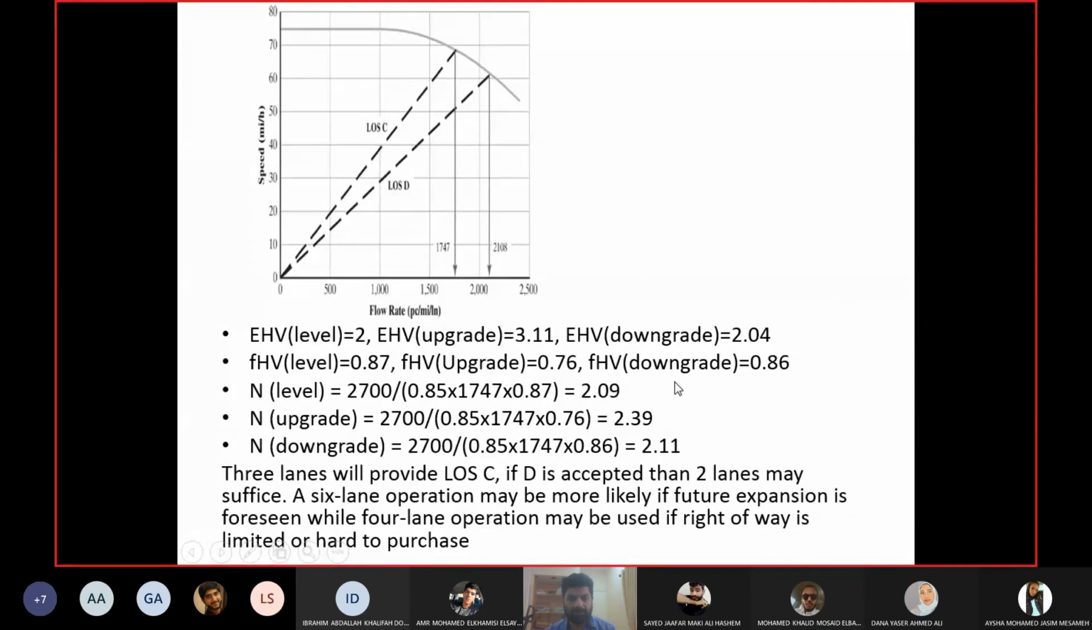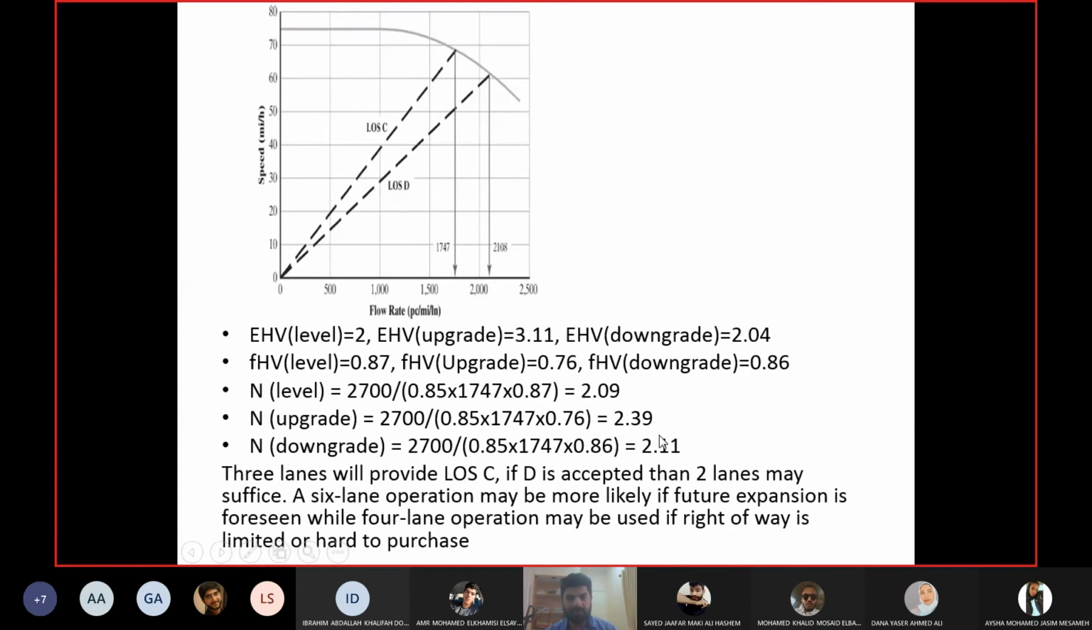Then you will calculate 3 different values of the heavy vehicle adjustment factor, and then you calculate 3 different values of N. So volume will remain the same. Peak hour factor is given. It will remain the same. 1747, which is the level of service C maximum service flow rate. I'm putting the best one. They gave me 2 choices. I'm putting the best one, 1747, on all 3 cases.